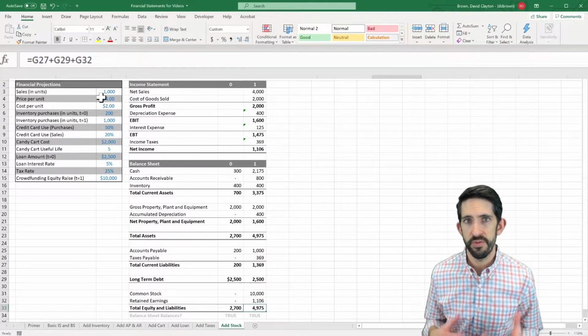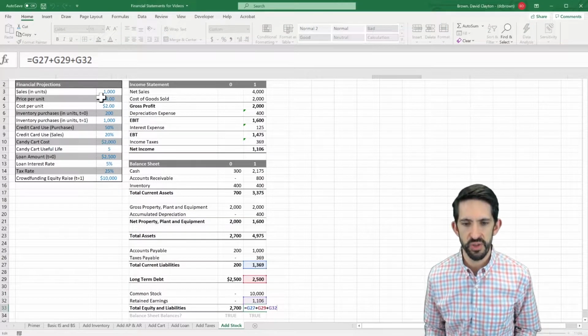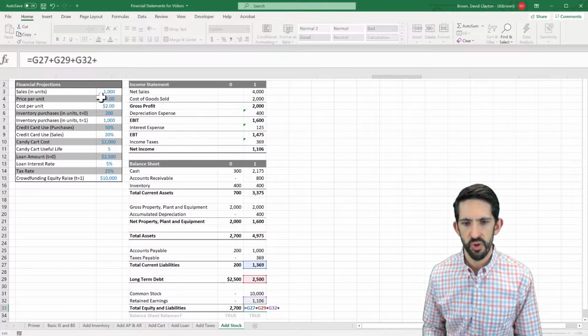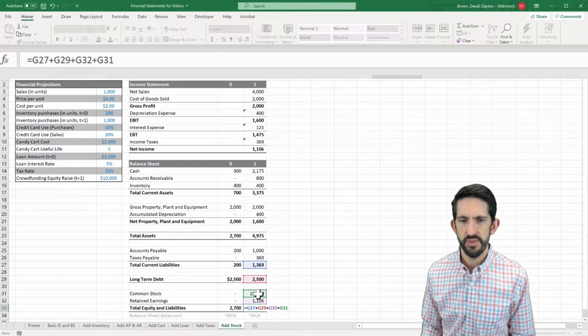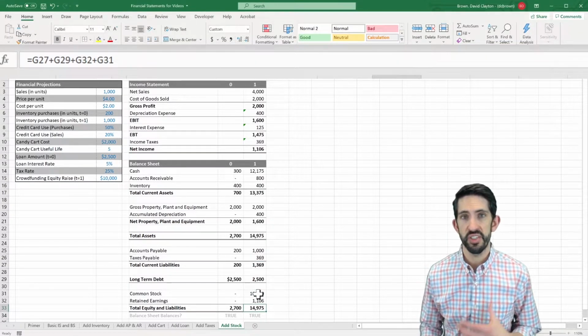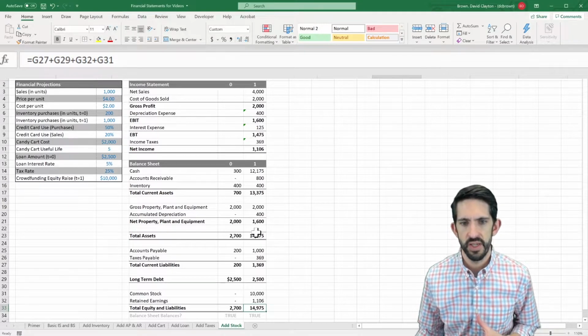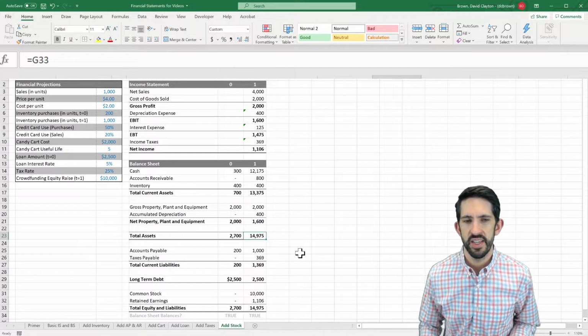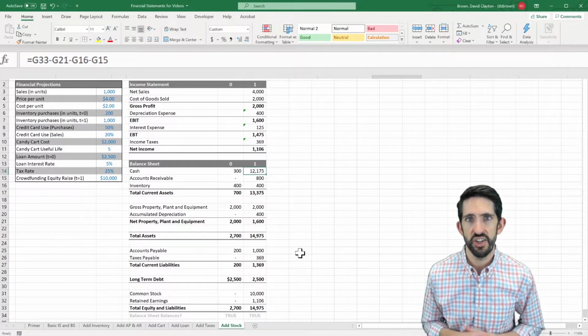Now to update our financial statements, we just have to make sure we include that in our total equities and liability. So let's go ahead and click there. We now added that account in. It increased our equity and liabilities to $14,975. So did our total assets. And now we see we have a lot of cash in our bank account.